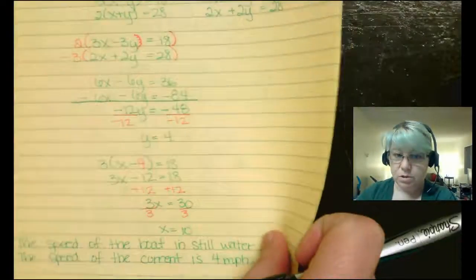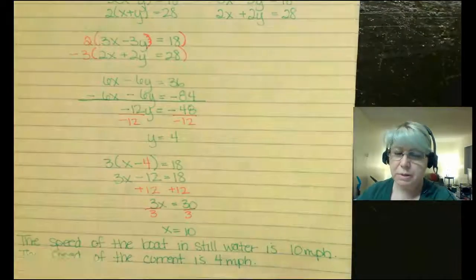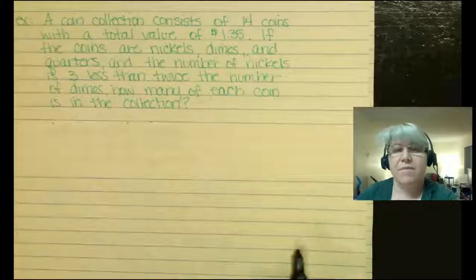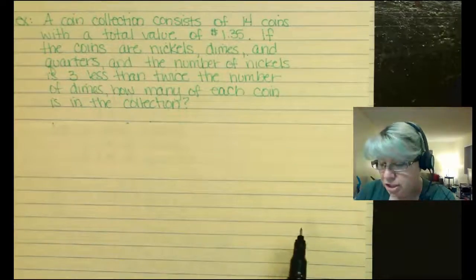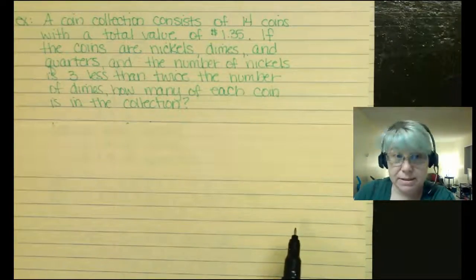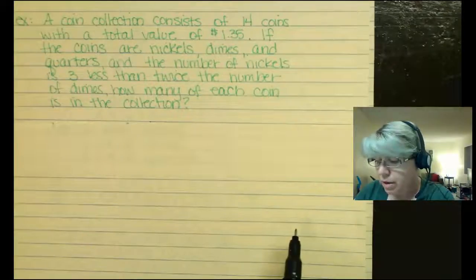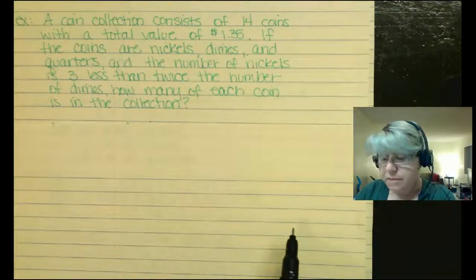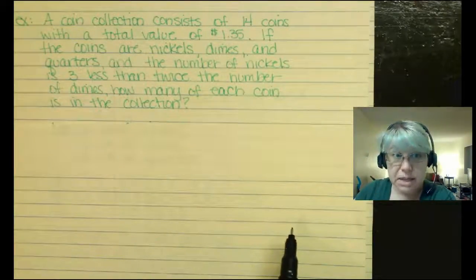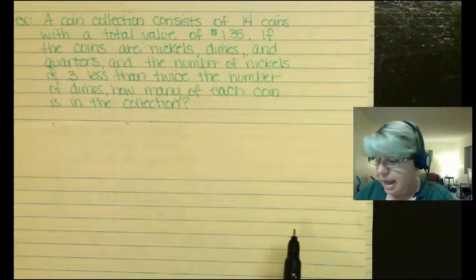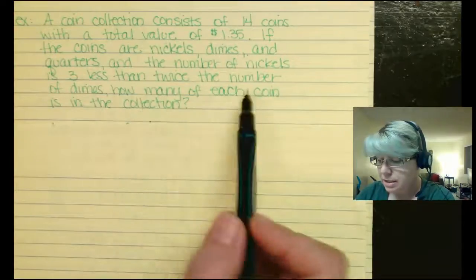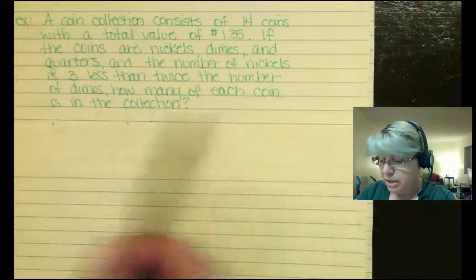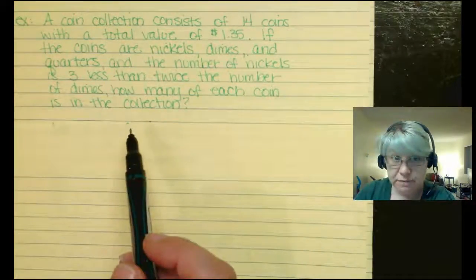Okay. Just got to remember what our variables stood for in the beginning. All right, let's bump up the challenge a little bit. A coin collection consists of 14 coins with a total value of $1.35. If the coins are nickels, dimes, and quarters, and the number of nickels is 3 less than twice the number of dimes, how many coins of each are in the collection?